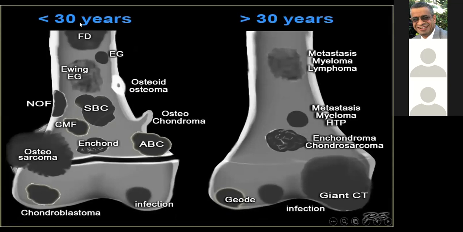According to age, for a patient below 30, the most important differential diagnosis for epiphyseal lesion includes infection and chondroblastoma. Whereas over the age of 30, we have giant cell tumor, infection, and geode. In addition, multiple metastasis and multiple myeloma are important differential diagnoses.